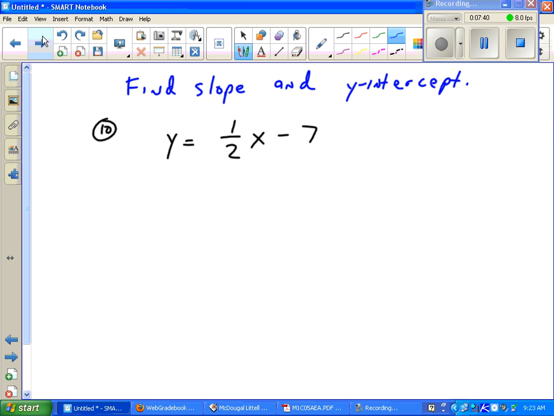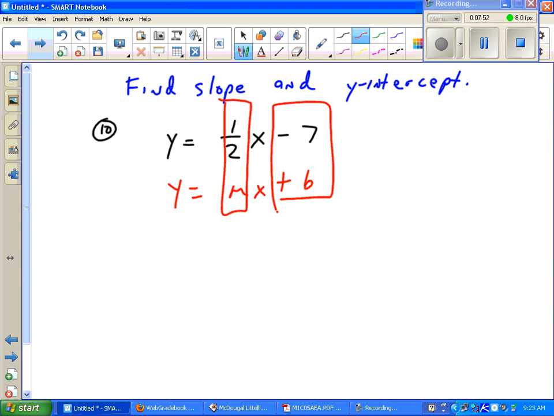Number 10, find the slope and the y-intercept. Y equals mx plus b. M is what's multiplying by x. In this case, it's 1/2. Plus b is negative 7. Make sure you include the negative, or it'd be positive if it was positive. So your slope is 1/2, and your y-intercept is negative 7.